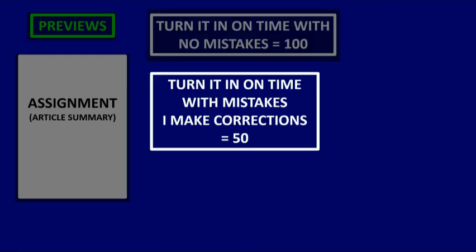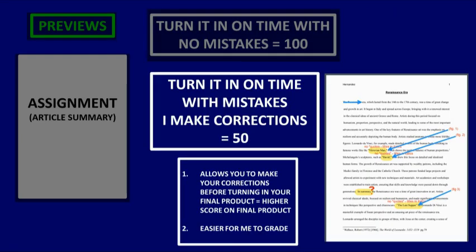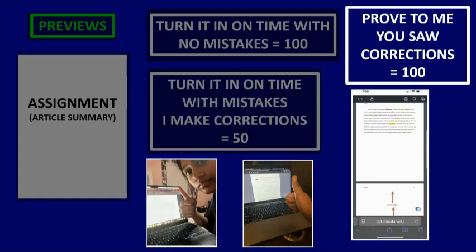So I'm going to make all these corrections. In fact, if you turn it in on time and it has mistakes, I'm going to make corrections and I'm going to give you a 50. And if you show me that you saw the corrections, I will change that 50 to 100. So show me evidence that you looked at my corrections. That could be a screenshot of my corrections posted back in the assignment. That could be a selfie with you and the corrections on the screen. It could be a thumbs up with the corrections on the screen. It could be something else. You can be creative. It doesn't have to be these three things.